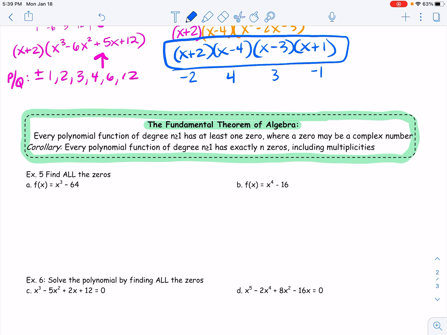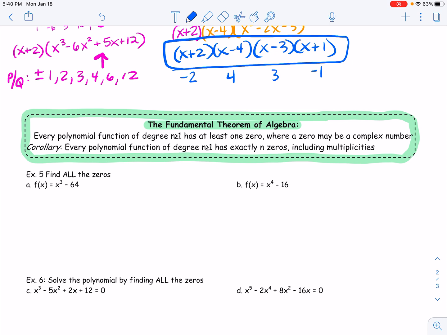The fundamental theorem of algebra: every polynomial function of degree n greater than or equal to 1, so a degree of anything 1 or bigger, has at least 1 zero, where a zero may be a complex number. But then there's a corollary to that, kind of like an addendum, if you will, and it says every polynomial function of degree n greater than or equal to 1 has exactly n zeros, including multiplicities.